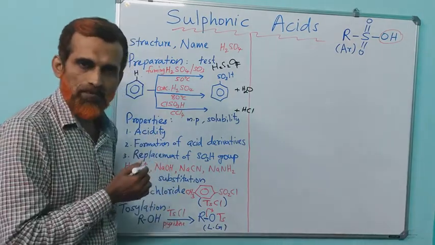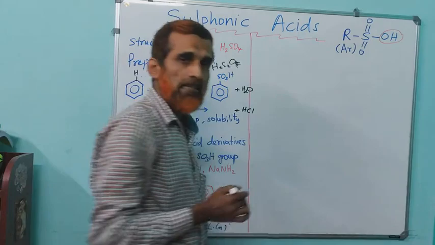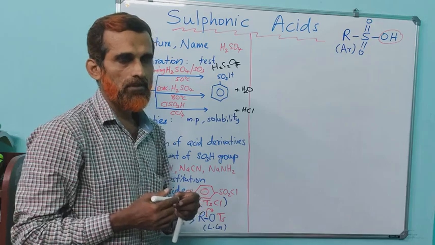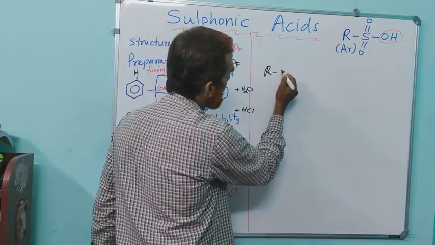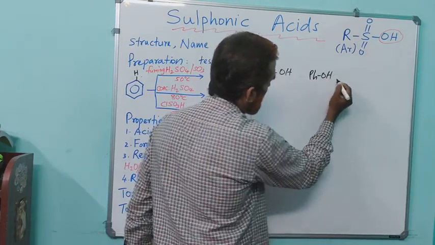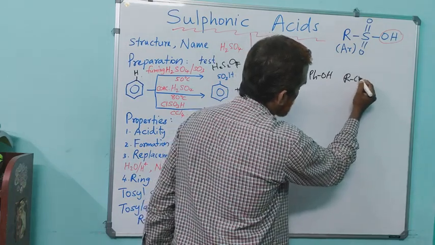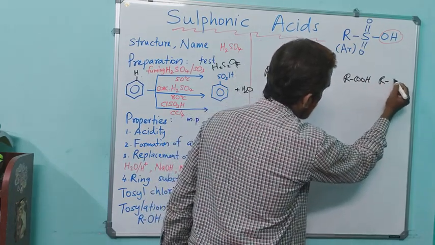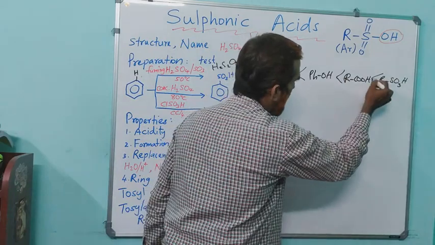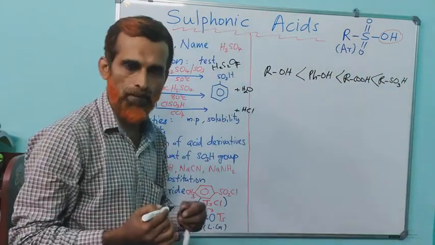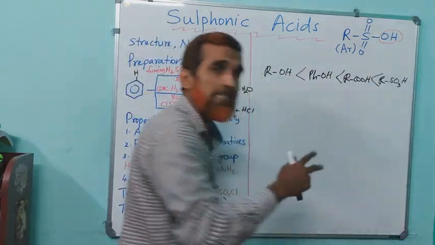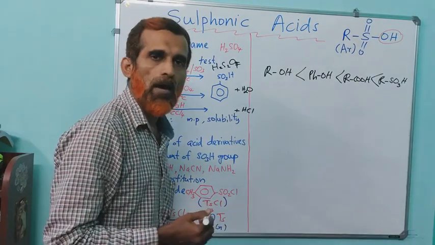Right. Now we go to the properties. First of all, acidity. I told you sulfonic acid is as strong as sulfuric acid, very strong acid. So if you compare acidity of alcohol, phenol, then carboxylic acid and sulfonic acid, interestingly, acidity increases in this order. Already we discussed this part in detail earlier on, right? With reason why acidity increases in this order. And now sulfonic acid is still more acidic. How do you account for this?